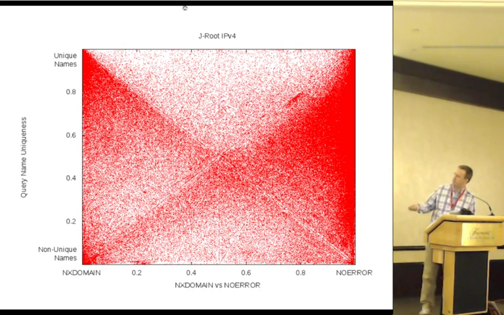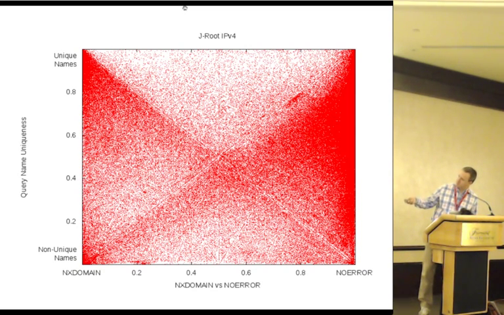And so the x-axis here is NXDOMAIN versus no error. To me, these over on this side are the good queries. These are the things that are behaving properly and returning no-error answers, actual answers. On the other side, you get all these NXDOMAINs.